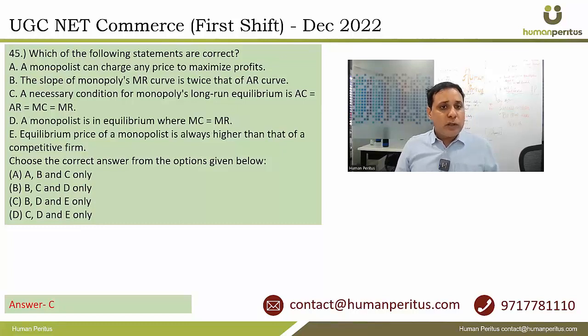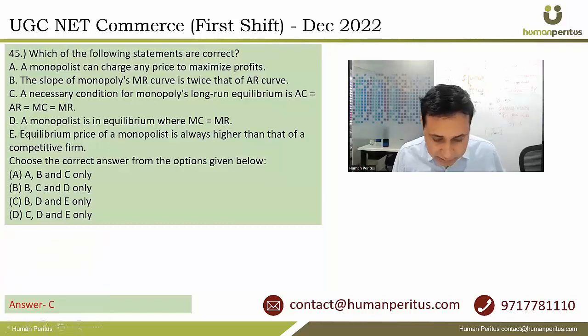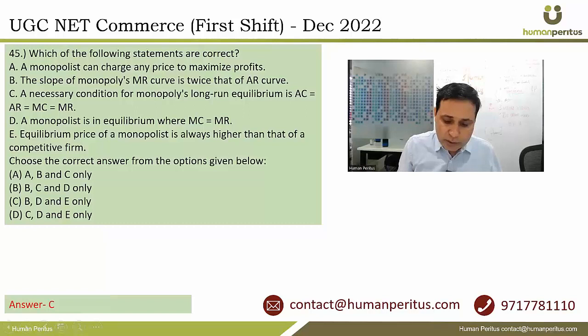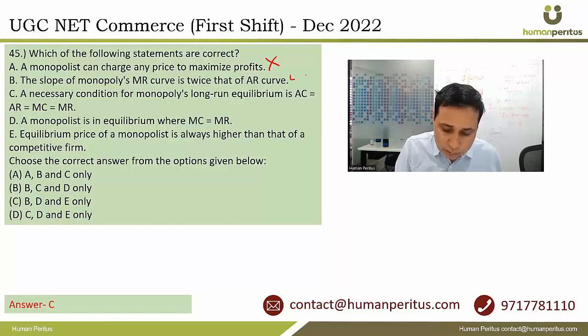Next one, which of the following are correct regarding a monopolist? A monopolist can charge any price to maximize profit? No. Why? Because the price is limited by the consumer demand. Therefore, monopolists cannot charge any price. Second one, the slope of the MR curve is twice that of the AR curve. Absolutely correct. Third one, a necessary condition for monopoly long run equilibrium is AC equal to AR equal to MC equal to MR.